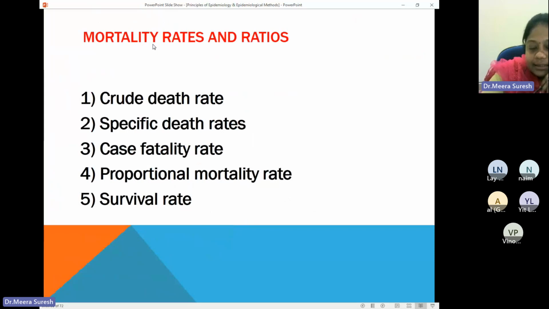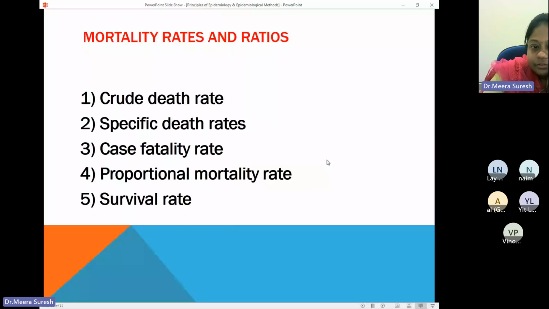So going towards mortality rates, we have five important ones: the crude death rate and specific death rates, two of which we have already discussed. Then we have case fatality rate, proportional mortality rate, and survival rate.